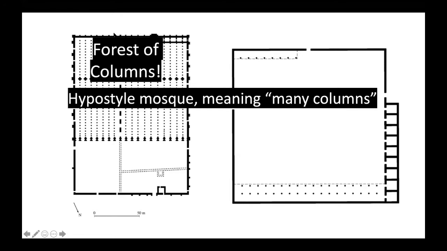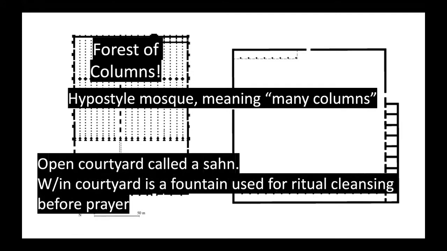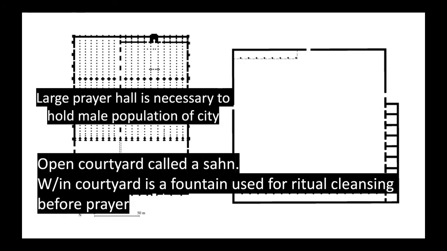All right. Another way you can refer to the hypostyle hall is by describing it as a forest of columns. So you can write that right on top of all of those columns, or all those dots mean columns. And again, we're comparing it to the right, the ground plan of Muhammad's house in Medina. All right, so mosques are also going to have an open courtyard, and this is called a sahn. And inside the courtyard, there's always going to be a fountain that is used for ritual cleansing before prayer. So we're talking about general mosque architecture. They all should, or they will have this.